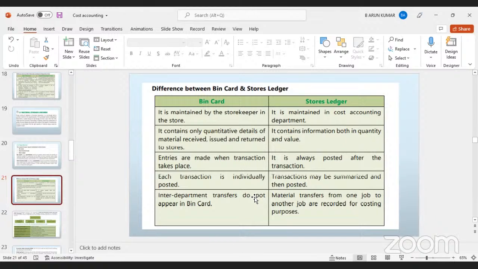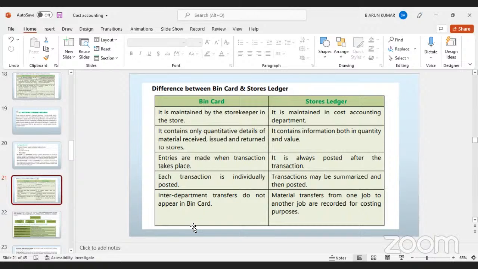When we send material to other departments, at that time we maintain the details here, and each transaction is individually posted. Every transaction is maintained individually. Here in the stores ledger, transactions may be summarized and then posted. All transactions are summarized and then posted.